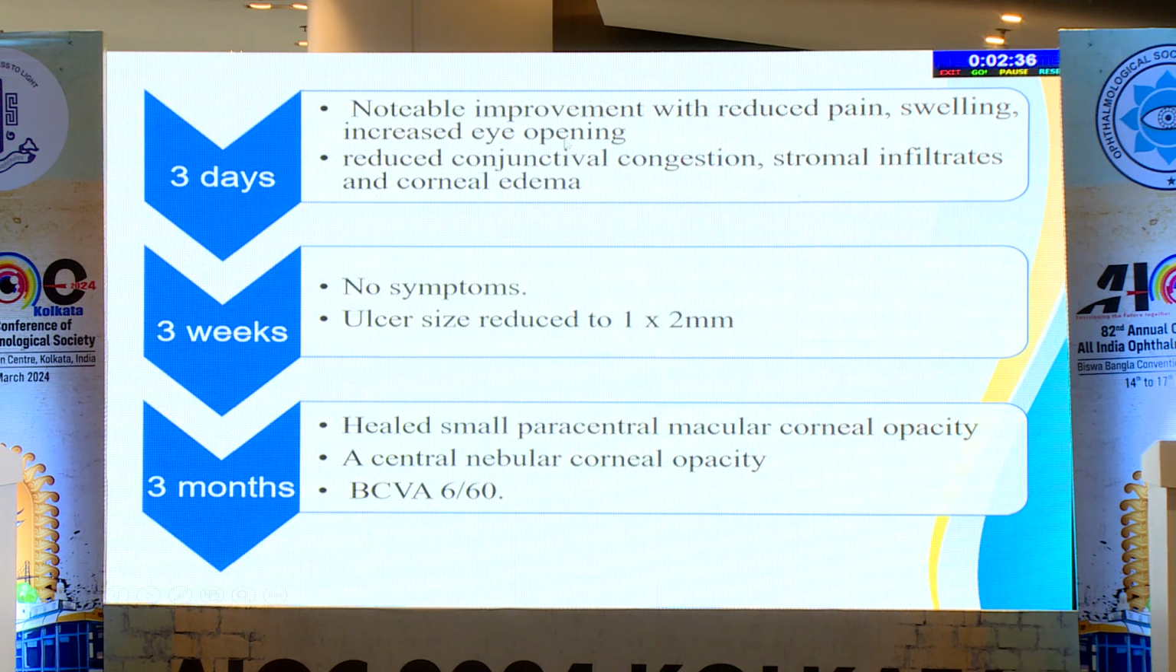On 3 days, we saw notable improvement with reduced pain, swelling, increased eye opening. There was reduced conjunctival congestion, stromal infiltrates, and corneal edema. On 3 weeks, he had no symptoms. Ulcer size was reduced to 1 to 2 mm. At 3 months, he had a healed small paracentral macular corneal opacity, a central nebular corneal opacity with a BCVA of 6/60.